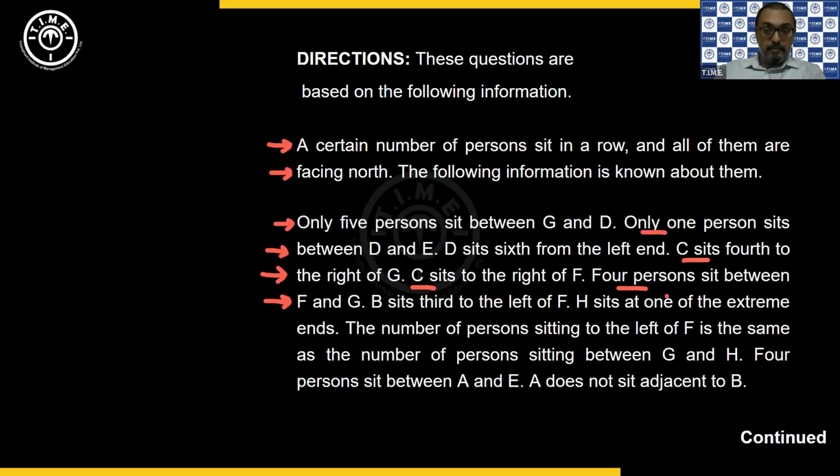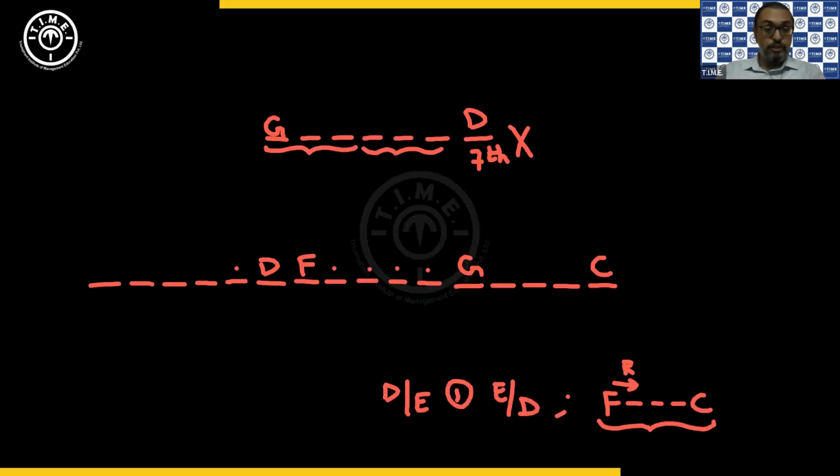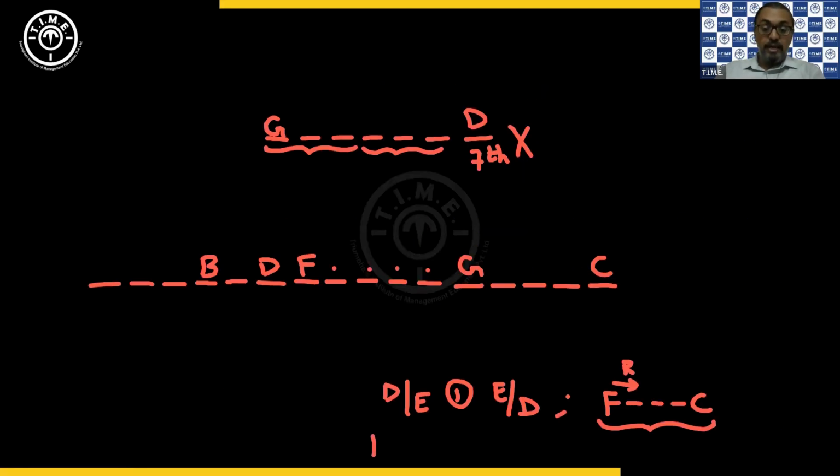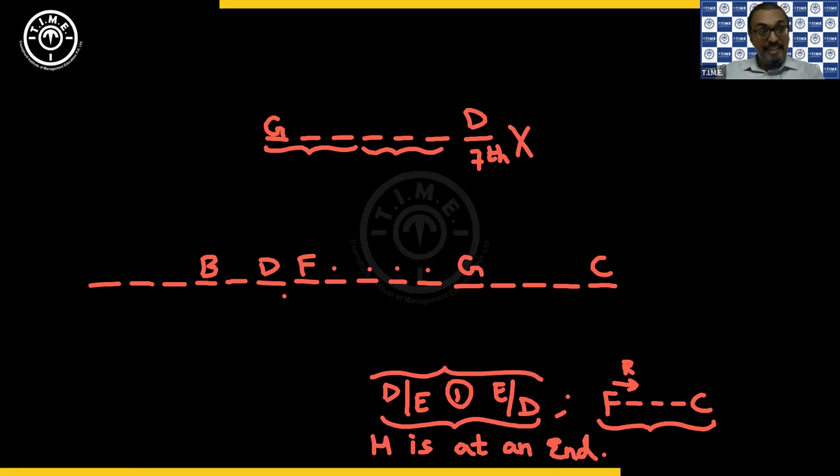Then B sits 3rd to the left of F, so on the left side of F, the 3rd position is B. Then H sits at one of the extreme ends. Now H is at an end, but which end we don't know. We will see. Now we can fix 1 person between D and E, because there is already 1 person between D and B. So you can fix E adjacent to F, and that is also satisfied.